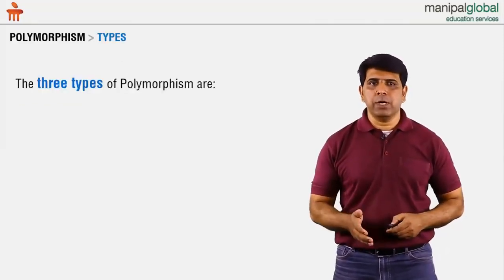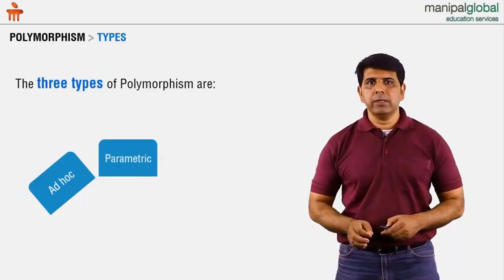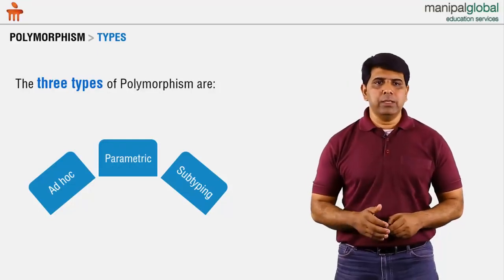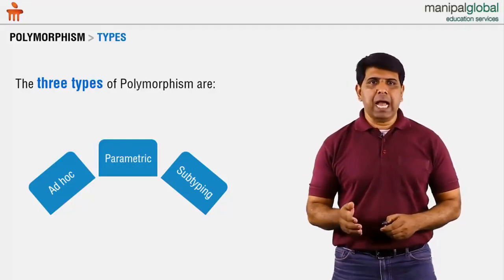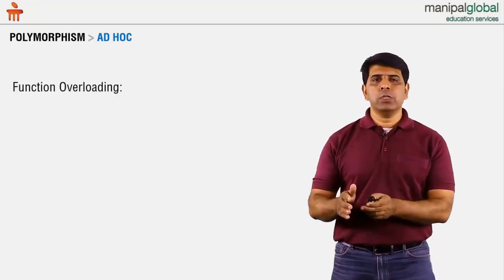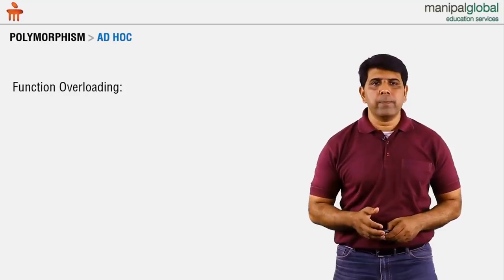So there are 3 types of polymorphism: ad hoc, parametric and subtyping. Let's look at each one of them in detail. Let's begin with ad hoc. Ad hoc is about function or operator overloading. Now what is function overloading?